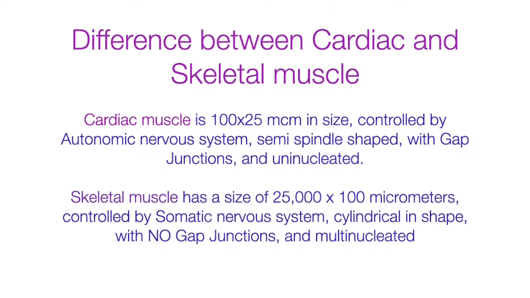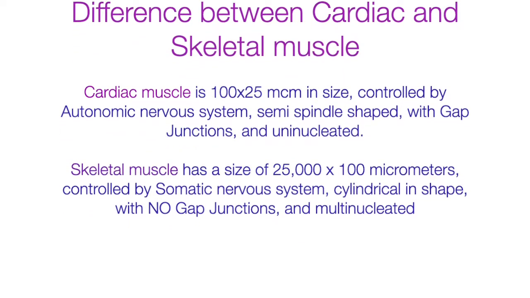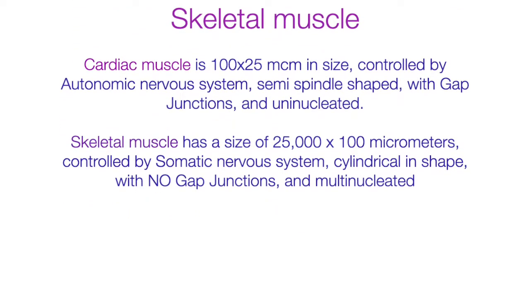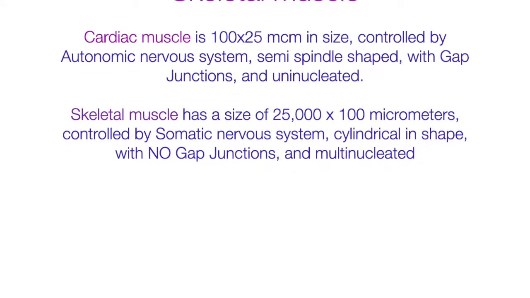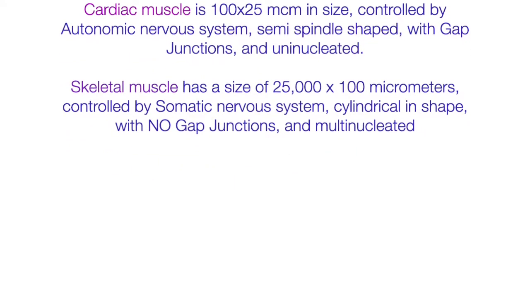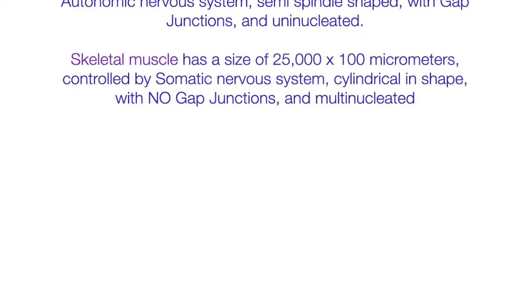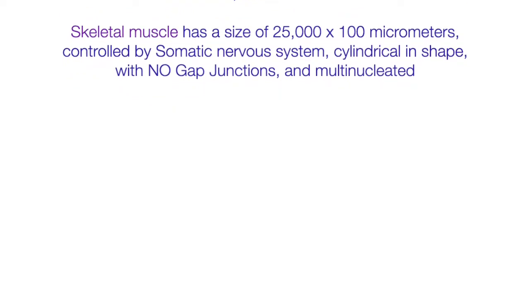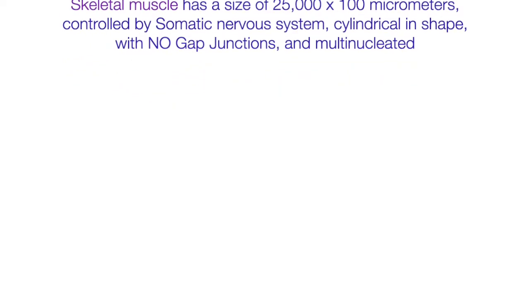The skeletal muscle is a bigger cell, 25,000 by 100 micrometers, controlled by the somatic nervous system, cylindrical in shape with no gap junctions, and is multinucleated.